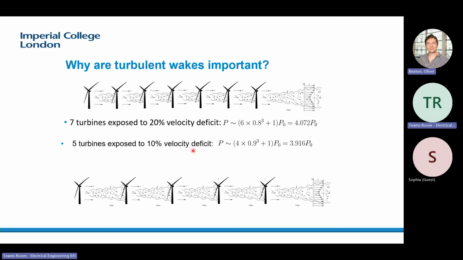However, when the 5 turbine configuration is here, we can see that 4 of them are operating at 90% efficiency, plus the first one is operating at 100% efficiency. This generates just under 4 times the amount of power of one individual turbine. So you all got it wrong, I'm afraid.